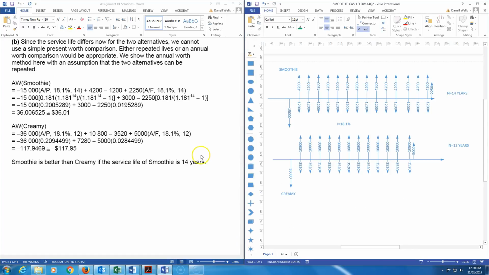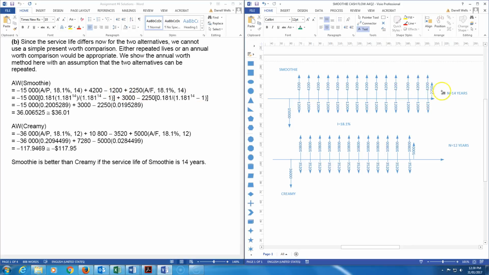So let's start with the smoothie example. The annual worth of this cash flow diagram is as follows. First, we have our negative $15,000 initial payout, and we want to convert that to an annuity. So we use the A/P factor to find an annuity given a present value, for 18.1% and 14 years. Our revenue and operating costs are already in terms of an annuity, so we just put those directly into our formula: 4,200 minus 1,200.